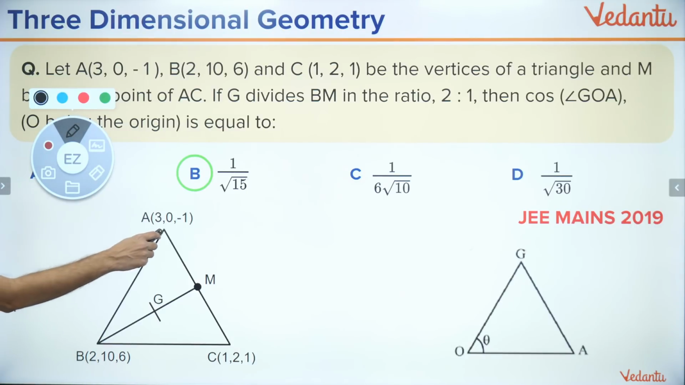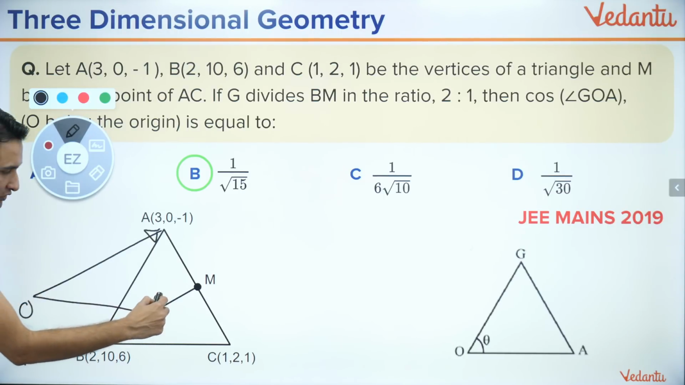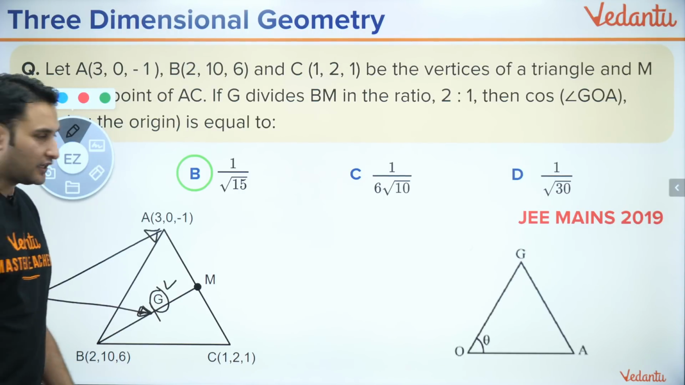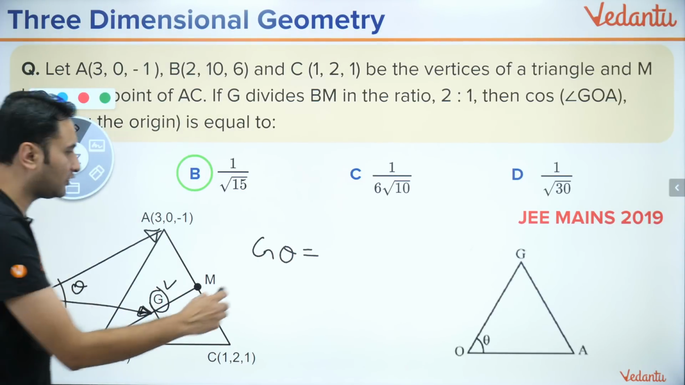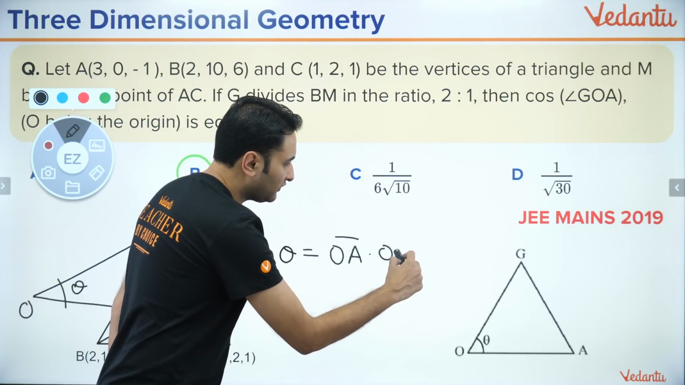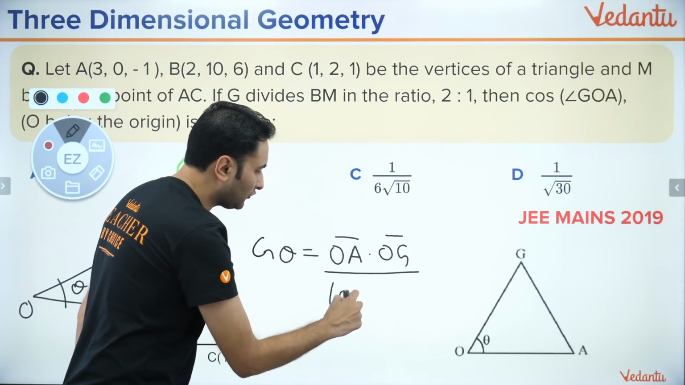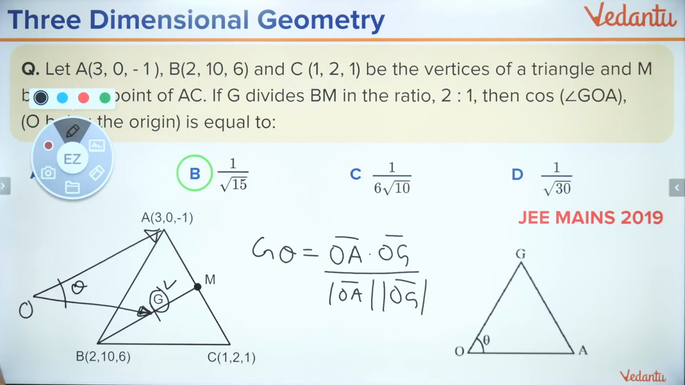क्या क्या बने? I'll quickly repeat. I created these two vectors, OA vector, OG vector, because I have found out the point G. And what is the cos theta? Cos theta बच्चों हो जाएगा, if this angle is theta, cos theta will be OA vector dot OG vector upon modulus of OA vector into modulus of OG vector. That's it, that will give you cos theta.